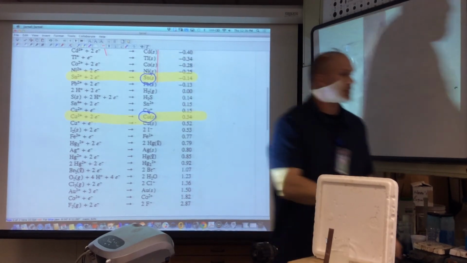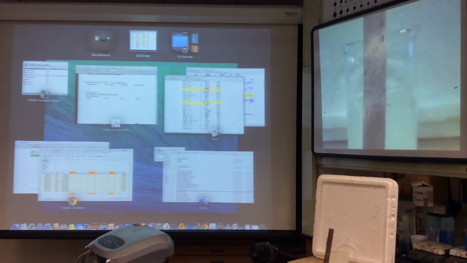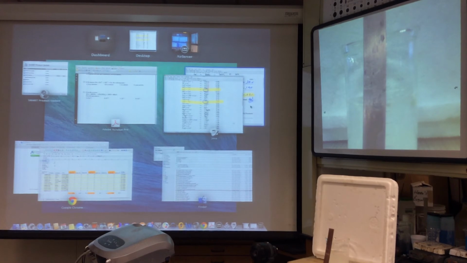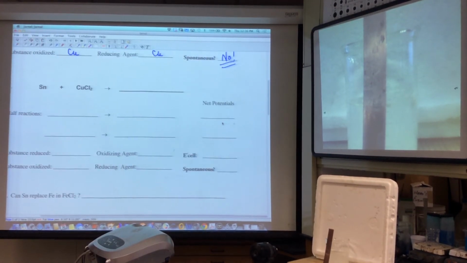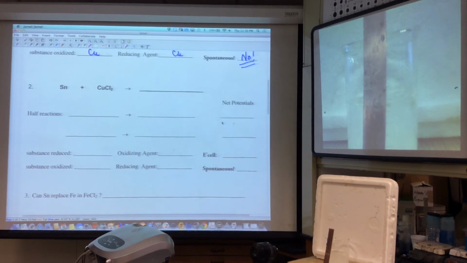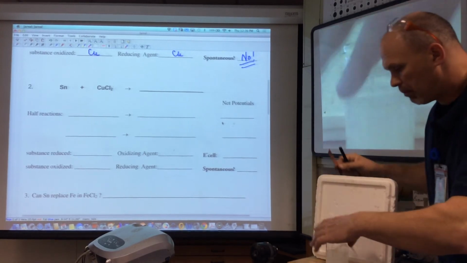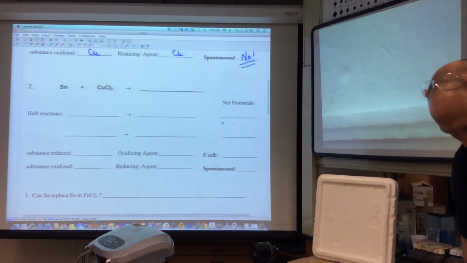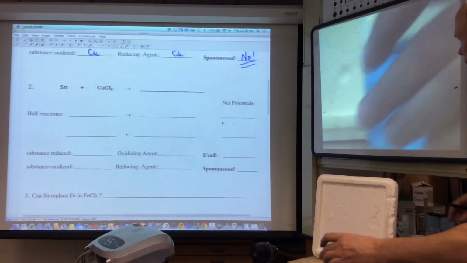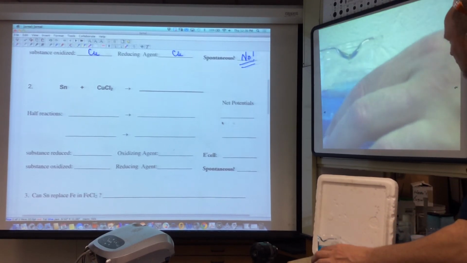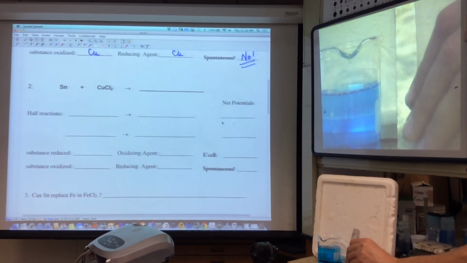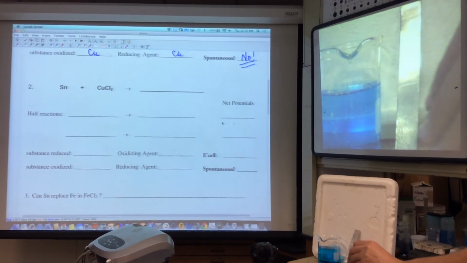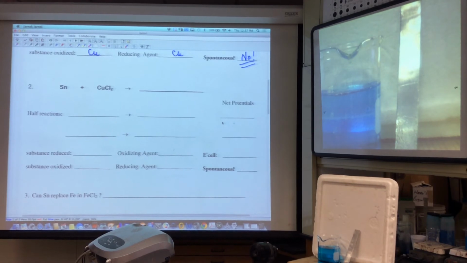Okay, so let's go to the second one. We're going to move a little quicker now because we know how to do this. All right, watch. Now, this is the exact opposite. So now I'm going to take pure tin in copper chloride. Notice the copper chloride is a different color. And we're dealing with tin, a pretty metal.